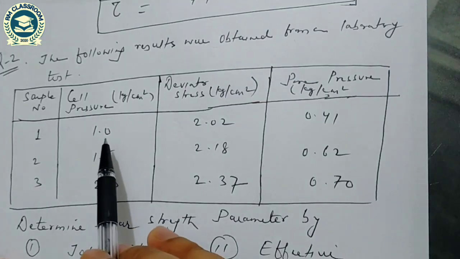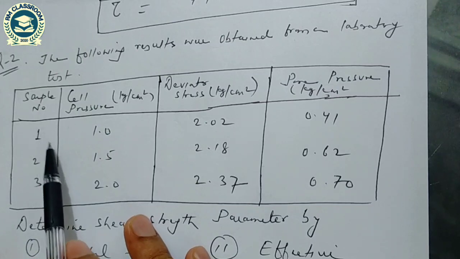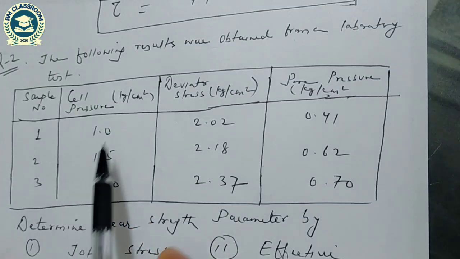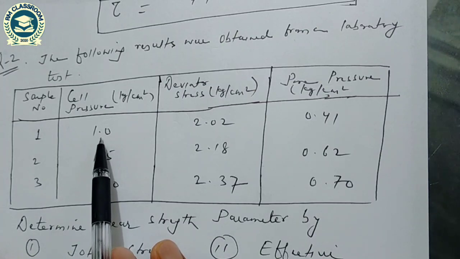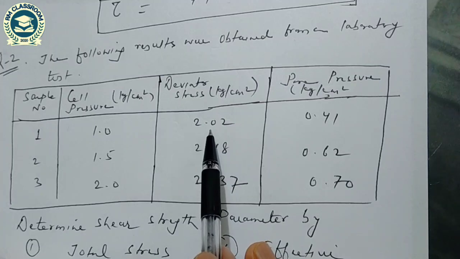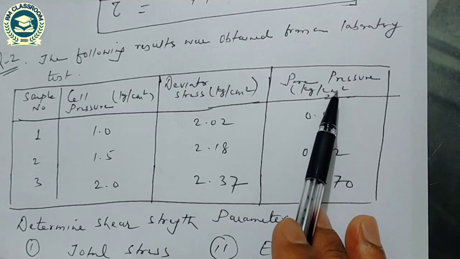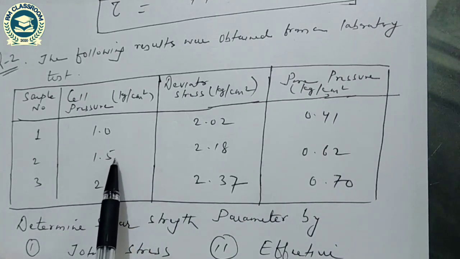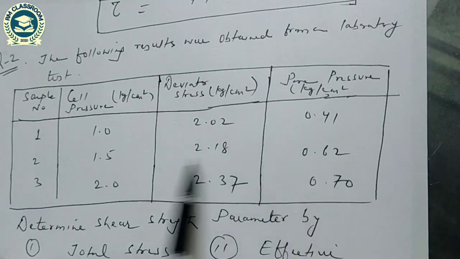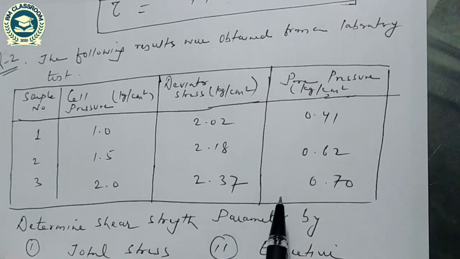So let us take another problem. The following results were obtained from a laboratory test, and 3 samples were conducted in the tri-axial test. For the first sample, cell pressure is 1 kg per centimeter square, deviator stress at failure is 2.02 kg per centimeter square, and the pore water pressure is 0.41 kg per centimeter square at failure. Similarly, for the second sample, cell pressure, deviator stress and pore pressure were measured, and for the third sample, cell pressure, deviator stress and pore water pressure at failure were measured. We have to compute the shear strength parameter using total stress analysis and effective stress analysis.